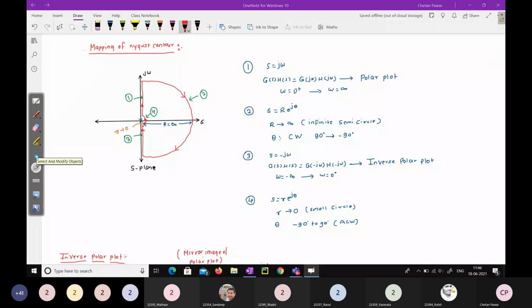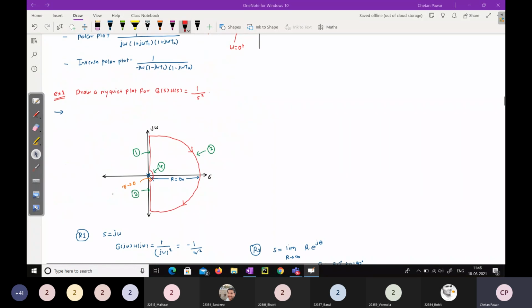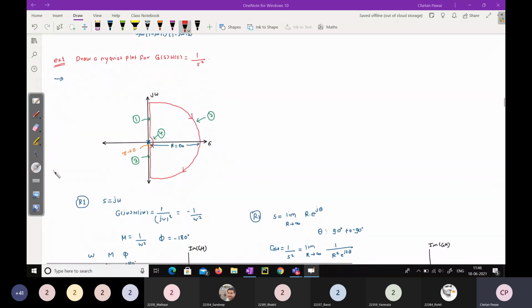Now let us see an example, so you will understand how to draw the Nyquist plot. Okay, so this is example number 1. Here the open loop transfer function is given, and there are two poles at origin. So first step is what? First step is you need to draw the Nyquist contour. So there are two poles at origin, so I need to exclude those poles while drawing the Nyquist contour. So just like this, I have drawn the Nyquist contour by excluding these poles.